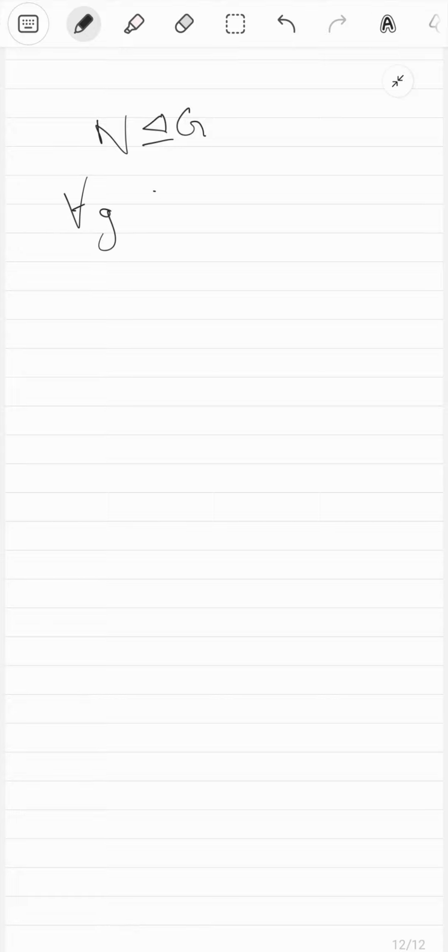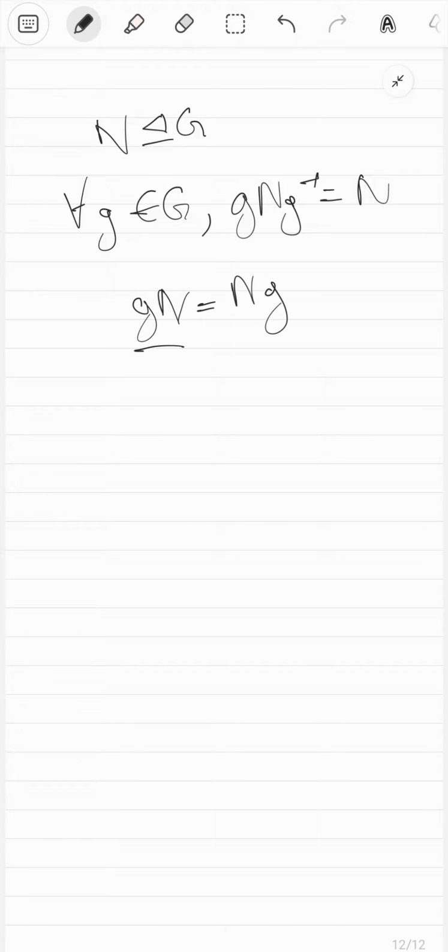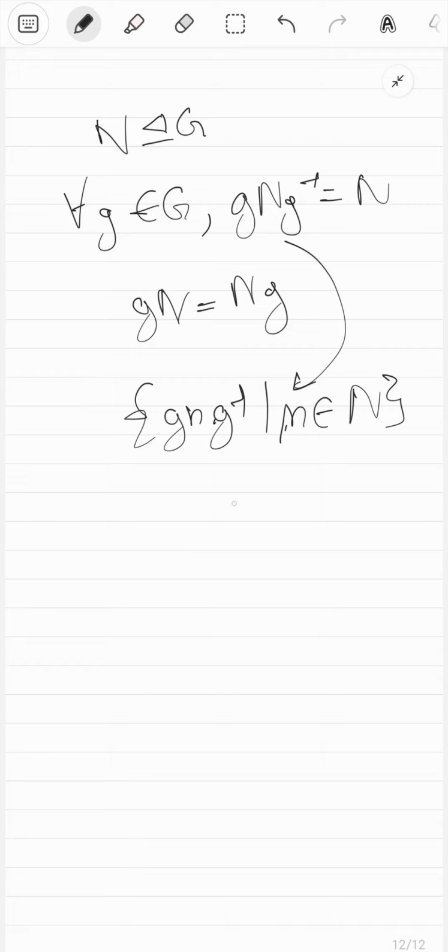So for all elements g in G, the conjugate gNg inverse, or g inverse Ng, whatever you prefer, is just N. We can rewrite this equation as gN equals Ng. So this is the left coset and this is the right coset with the element g. And gNg inverse was defined as g n g inverse for n in N, and we know that this is just going to be the group N itself.